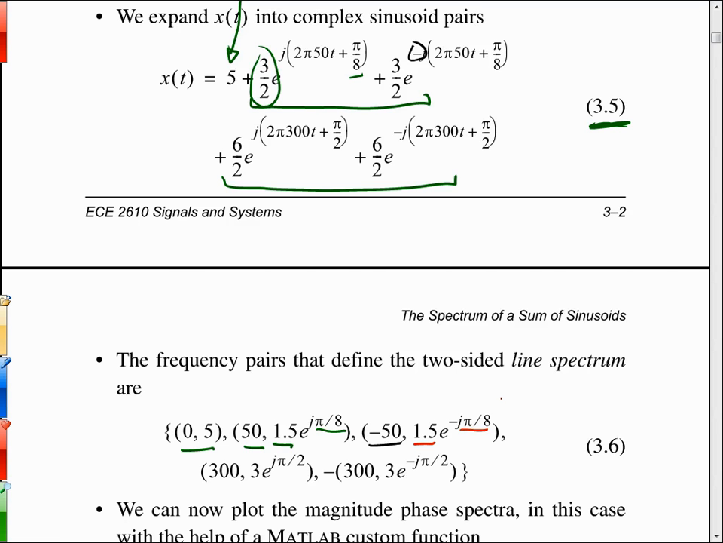And then the same holds true for the last pair. The plus 300 has an amplitude of 6 over 2, which is 3, and a phase of pi over 2. And then the minus 300, and there's a typo in here, this should be inside of here, the minus 300 has an amplitude of 3 and a phase of minus pi over 2.